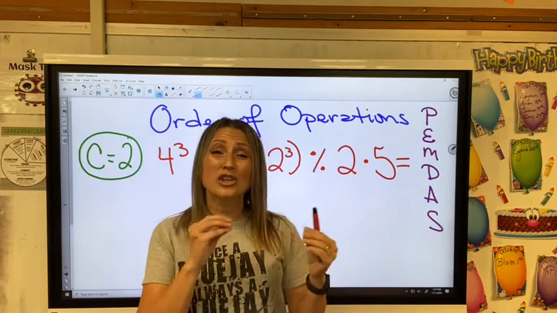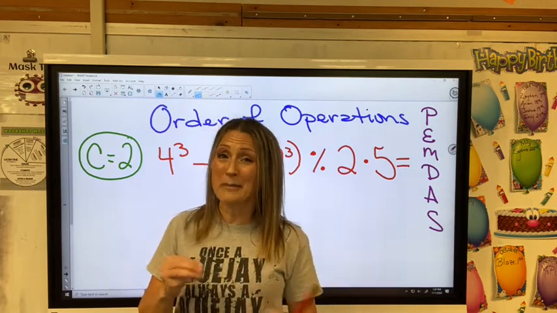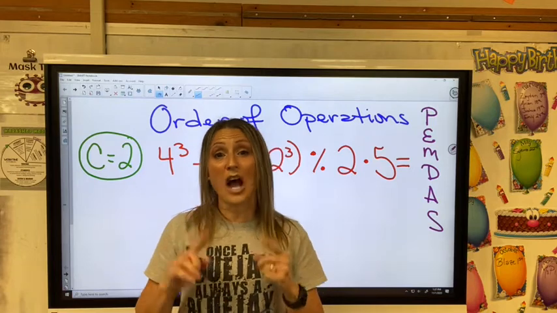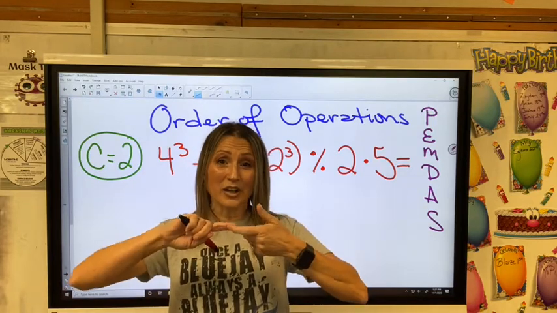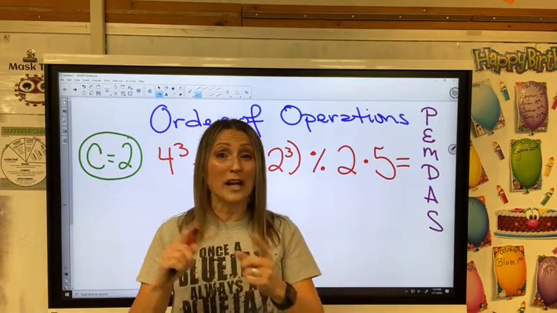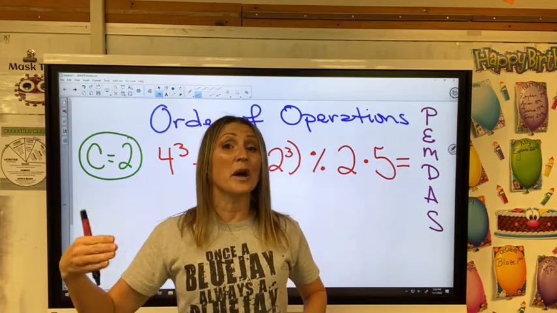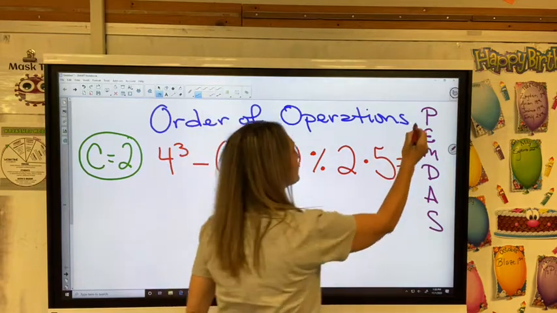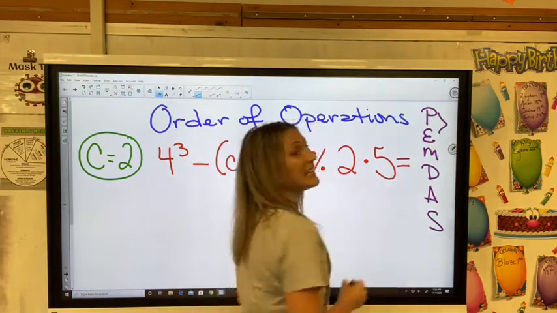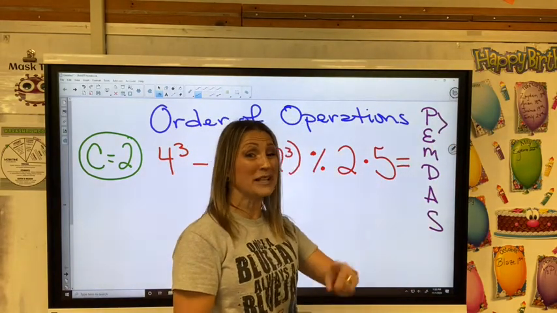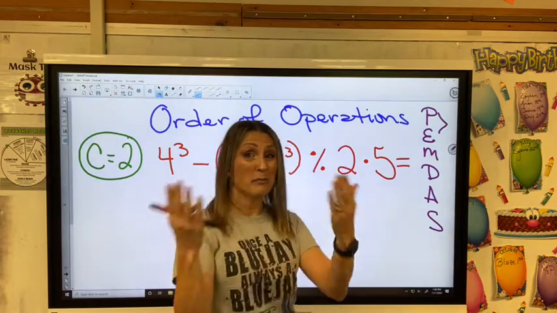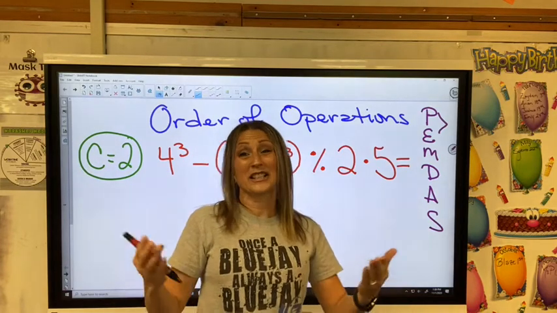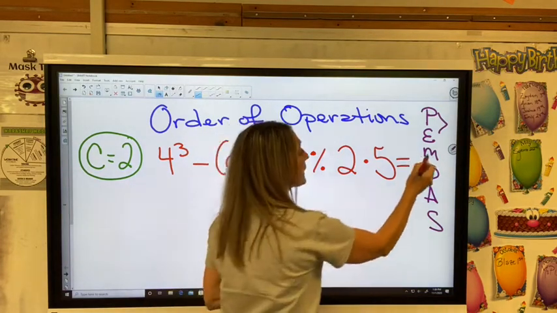because they really should call it GEMDAS, not PEMDAS, because certain operations can come together and it won't matter if one comes before the other. You just want to do whichever one comes first. And that grouping is right here. P and E, parentheses and exponents. You might have to do an exponent before you do a parentheses. It just depends on where it appears.